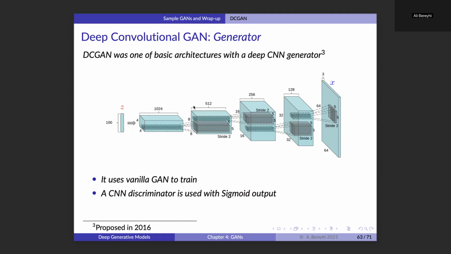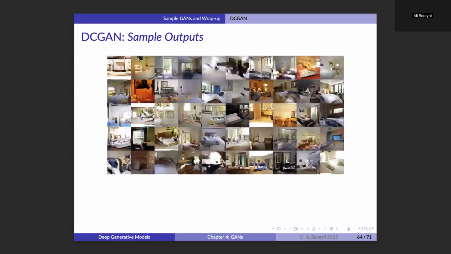So this is our Z, this is X, and then for the discriminator, they were doing just a basic CNN discriminator, first layer convolution, then one MLP, and then they do the classification. And here they use just vanilla GAN to train. You see that this is by no means a sophisticated architecture, but it was very able to generate what we expected.